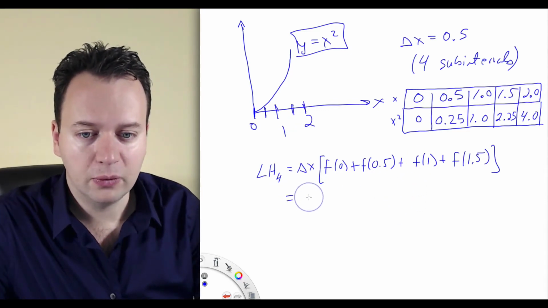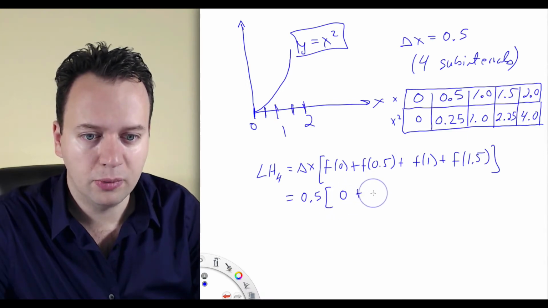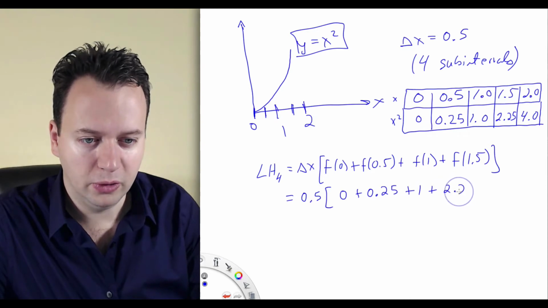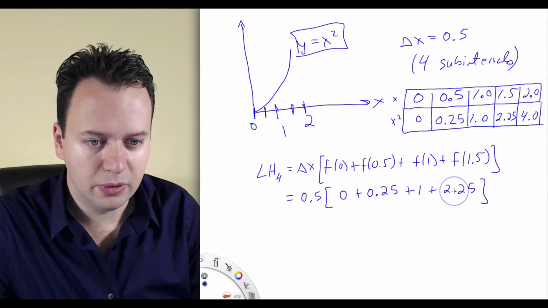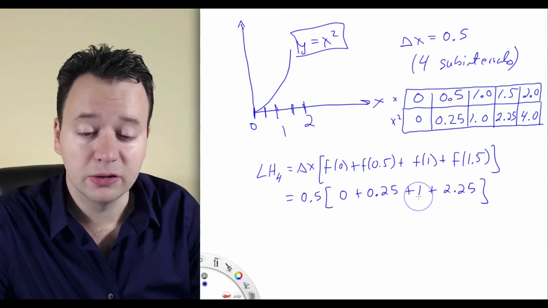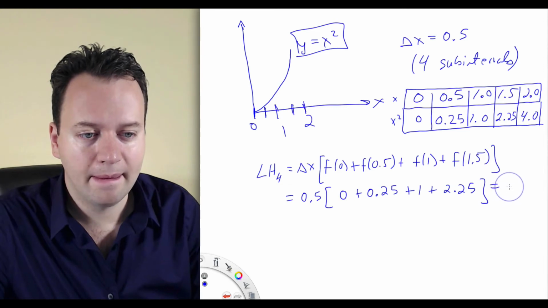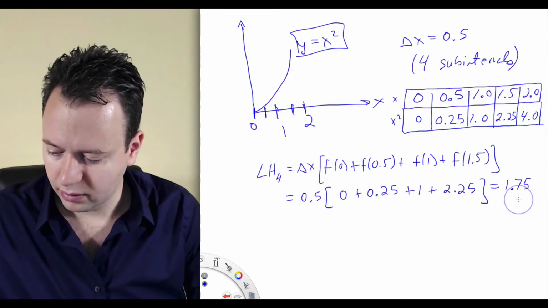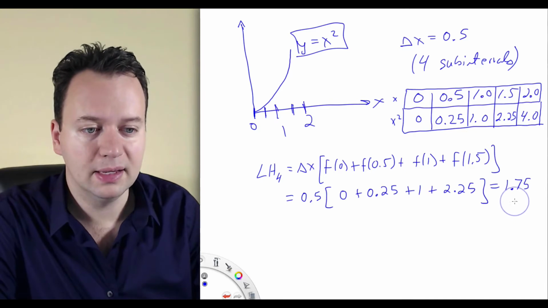So for the left-hand Riemann sum, we get 0.5 times 0 plus 0.25 plus 1 plus 2.25. So these two become 2.5 plus 1 is 3.5. 3.5 over 2 is 1.75, and that's the left-hand Riemann sum.